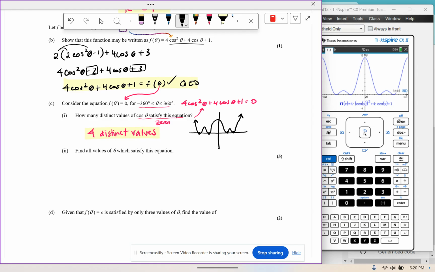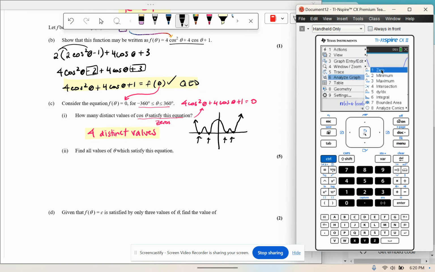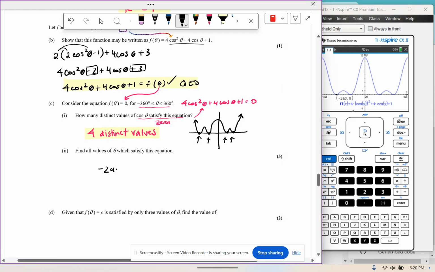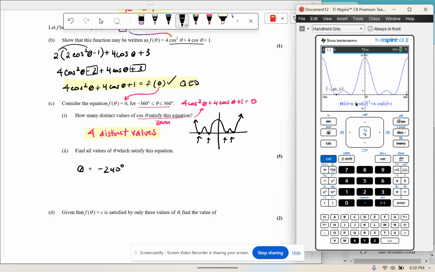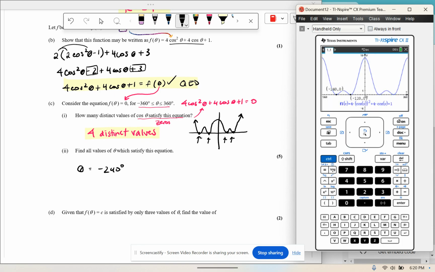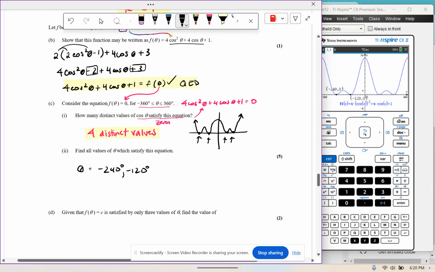And then what else? Let's see. Find all values of theta which satisfy this equation. Okay, so now we actually have to find what those solutions are. So let's find them on the graph. All right, so negative 240 degrees. Negative 120 degrees. And I'll put these on the picture so that whoever is grading your paper knows exactly where you got them from.